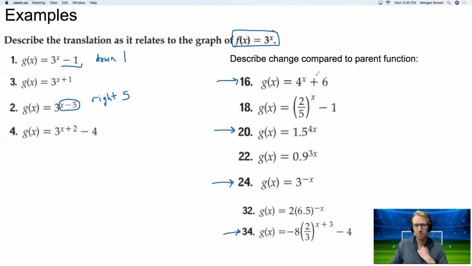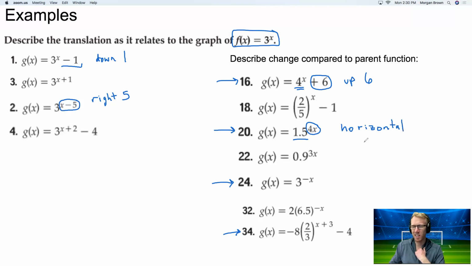So this one has a different parent function. So we can just assume the parent function is whatever the graph of the base was. So like this is going to be base 4. So this plus 6 means up 6. This one we're going to say is a base 1.5. So right here I have the x value that's gotten a multiplier of 4. So it's going to be a horizontal stretch or compression.